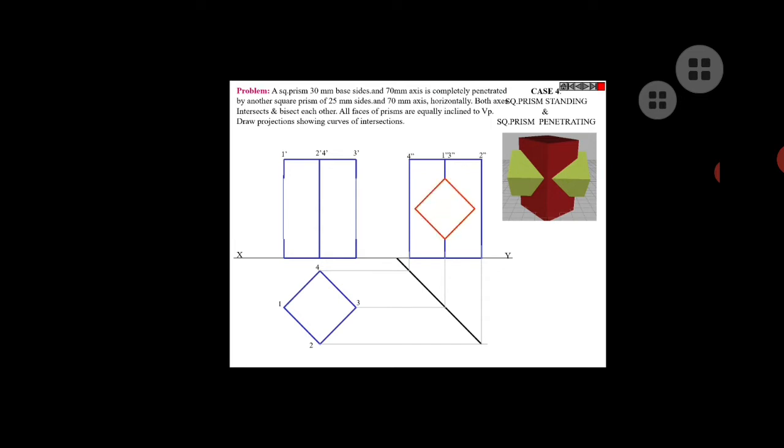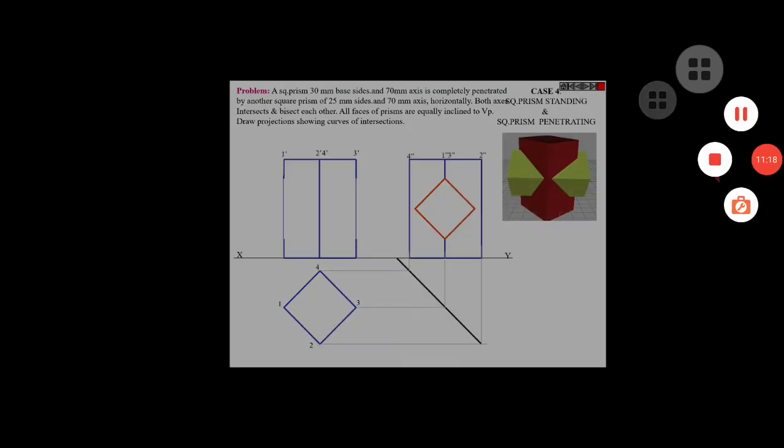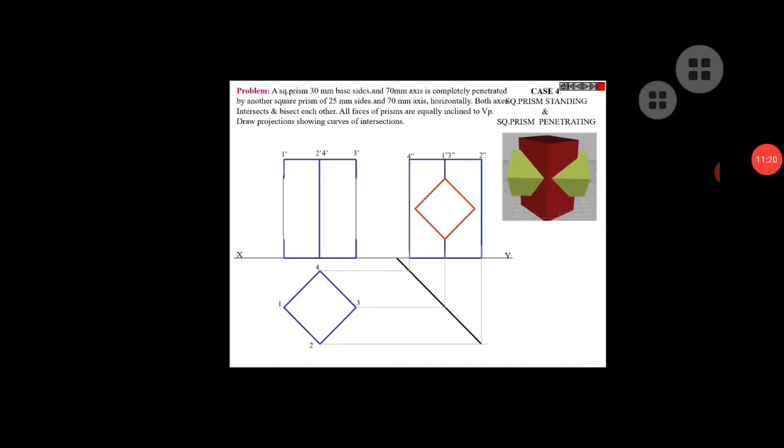Then draw the second prism, 25 mm sides and 70 mm axis. Both the prisms intersect and bisect each other. So all the faces of the prism are equally inclined to VP. So draw the projection of the prism. Name them A, B, C, D dash. So there are A, BD and C.